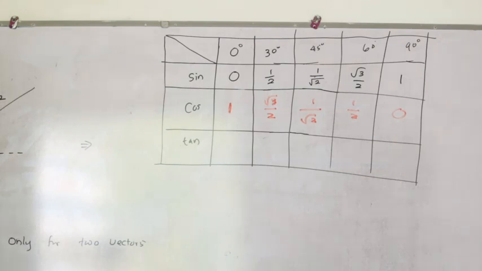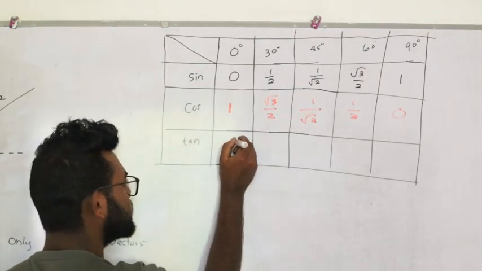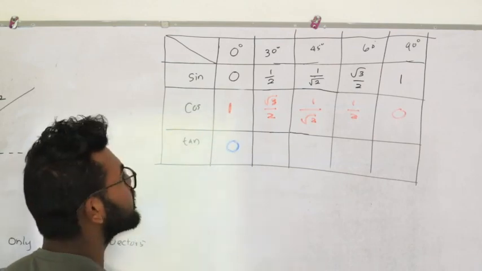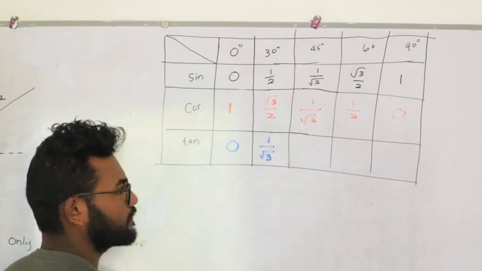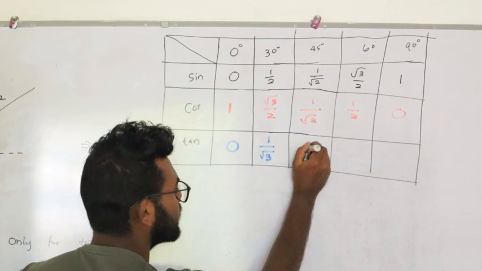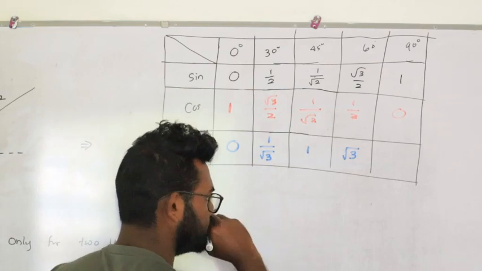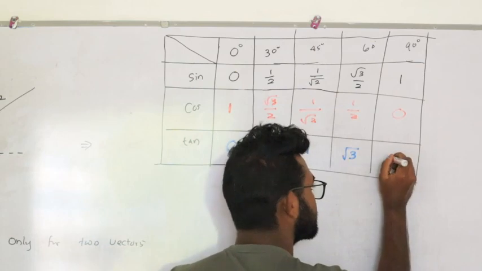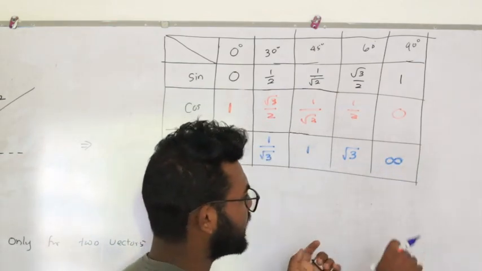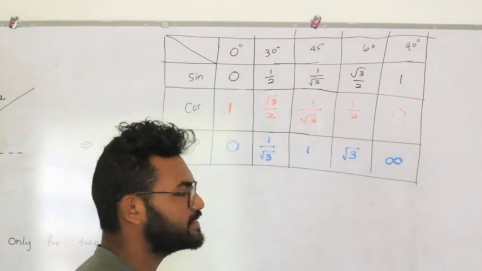Then the tan values. Tan values are a little bit different, but still we can easily remember. Tan 0 is 0. Tan 30 is 1 over root 3. Tan 45 is 1. And tan 60 is root 3. And tan 90, for the physics, we take it to be, what is this? Infinity. It's not the 8 that turned like that, right? We are writing it like that, but it's not the flipped 8. We say it's infinity.